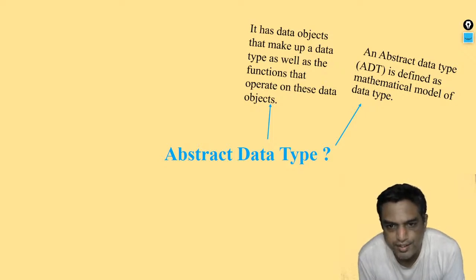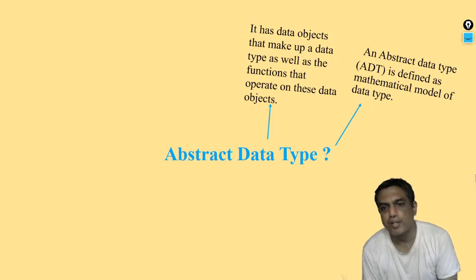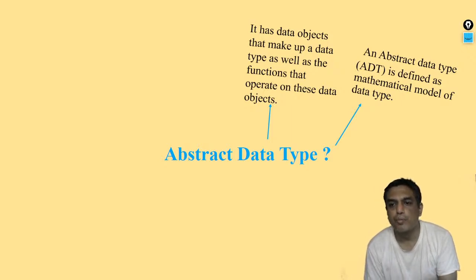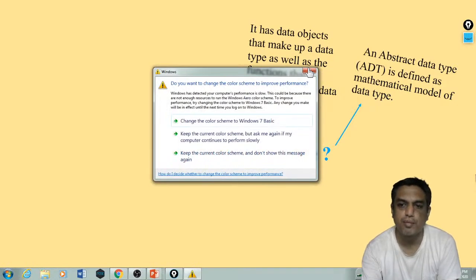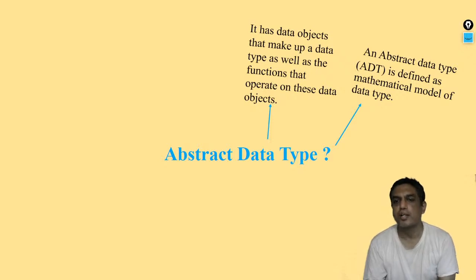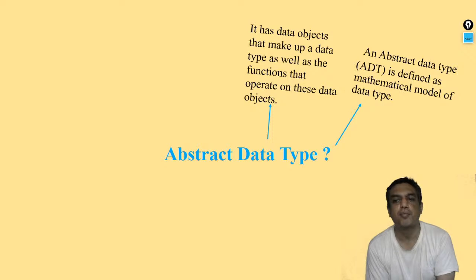For example, today's date is 3rd July 2020. If you consider another date, 3rd July 2019, what is the difference between these two dates? The difference between these two dates is 365 days, or 12 months, or 1 year. So we need to calculate the difference in the number of days so as to calculate the difference between these two dates. So an abstract data type is nothing but a mathematical model.